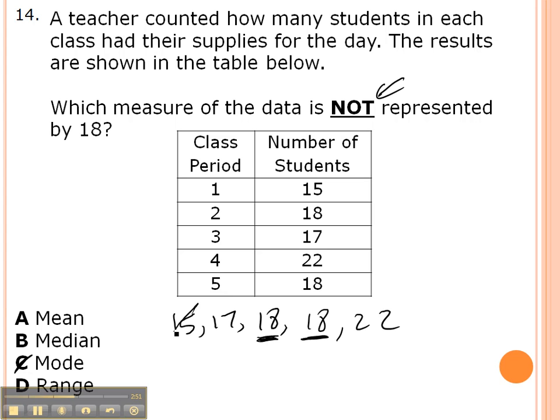The middle number here would be 18, so that's our median, and we're trying to find the one that's not equal to 18, so that's not correct. The range would be subtract the smallest from the largest, so subtract 15 from 22. 22 minus 15 is 7. That is not equal to 18, so the range is the correct answer.